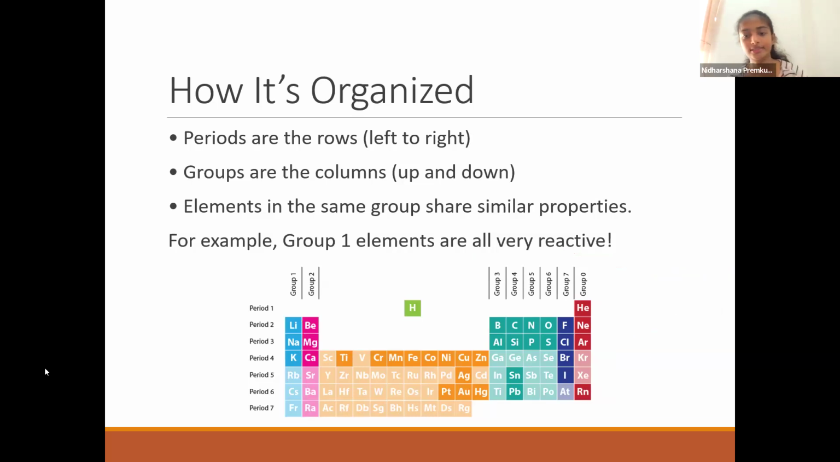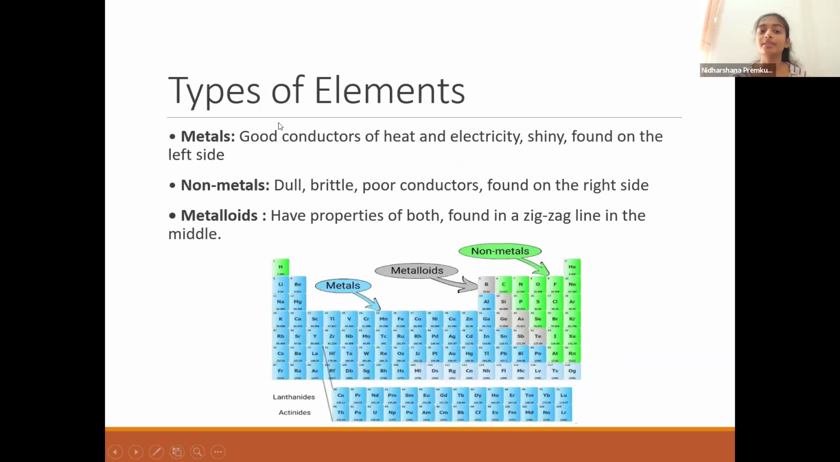Then, types of elements. So now, there are 3 types of elements in the periodic table. We have the metals, we have the non-metals, and we have the metalloids. In this periodic table, you can see only 3 colors. You can see blue color, you can see gray color, and you can see green color.